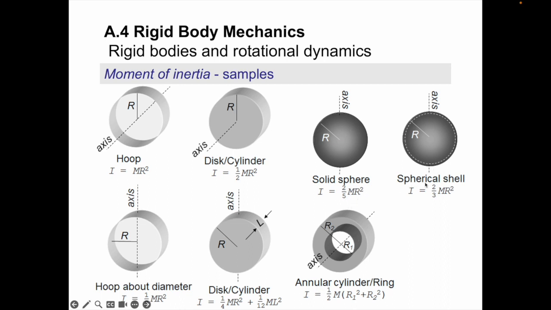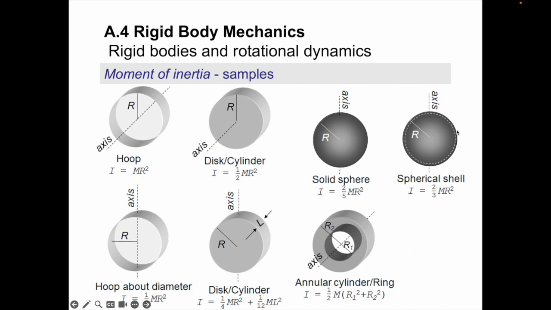Next, let's do an annular cylinder or a ring. What we have is a cylinder like this, but with a hole in the middle of it, and we have an axis here. It's going to give us another formula. That one's going to be 1/2 m times r1, the first radius squared, plus the second radius squared. And so that's going to account for the difference in mass, or how much the mass is.